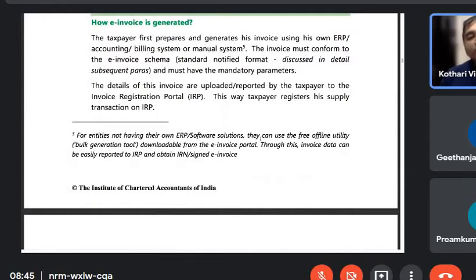Then once you generate an invoice, you have to generate a schema. There will be a schema file. That file has to be uploaded in the invoice portal. Log into the system and upload it there. It will do all the validations, that is, whatever details you are uploading. If the validations are correct, then it will send you back the invoice reference number.